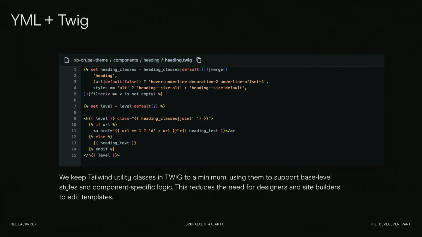And then, of course, we have YAML and Twig files. And so just real quick, YAML, if you work with SDC at all, is pretty straightforward schema stuff. But in Twig, what we're proposing is we don't want to put all of the utility classes from Tailwind in there. We just want to put the ones that drive logic.